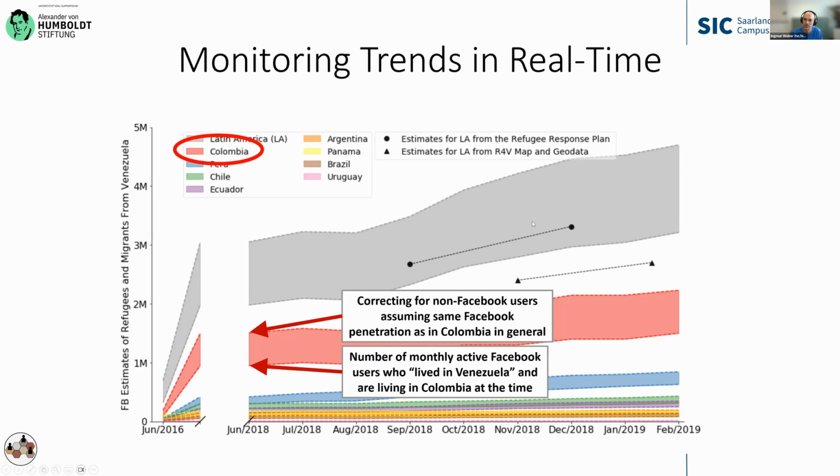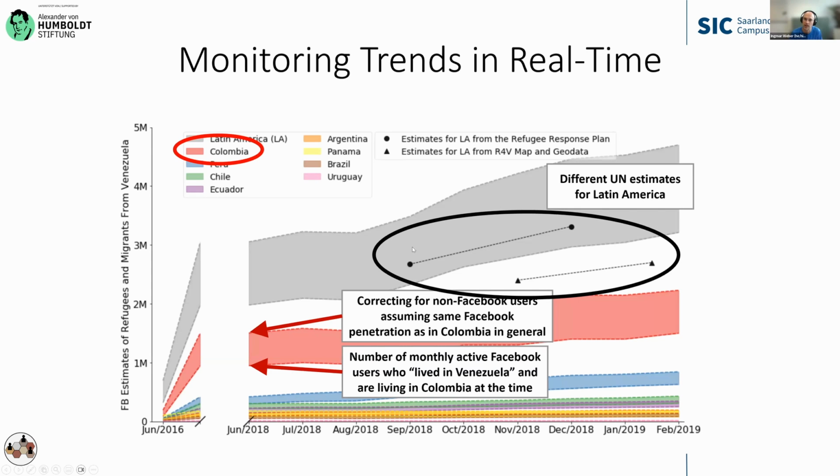So let's compare against some other statistics. These are now the data points in black. These come from two different UN reports, collected at two different points in time, and these are for all of Latin America. So the reference is not the red, but the gray. The gray is all of Latin America from Facebook, and these data points are Latin America from these UN reports. You see that they are broadly in a similar range. At least the Facebook-derived estimates are certainly plausible. They're not 10 times too big or a tenth of what you would expect. But probably Facebook would suggest a bigger value than these reports.